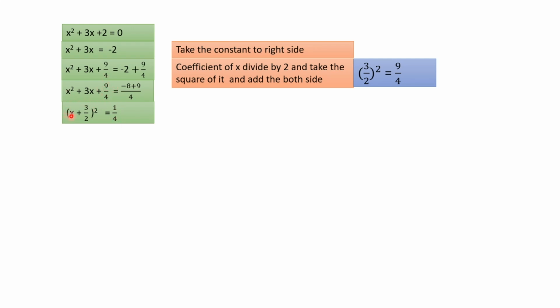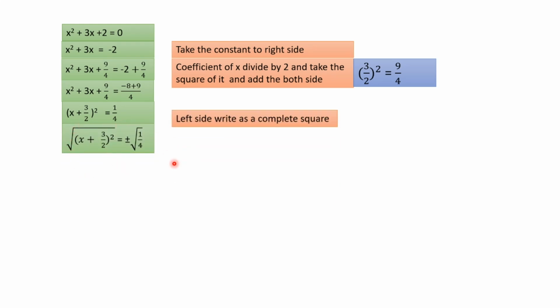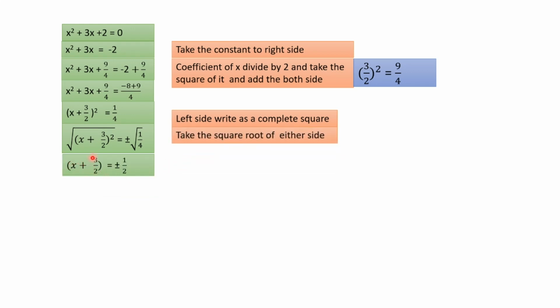Then get the square root of this one and the square root of this one. So finally take the square root of both sides. So what will be the answer? Here x equals 3 by 2 plus or minus 1 over 2. So when you are taking the square root of this fraction, the square root of 9 is 3, the square root of 4 is 2.